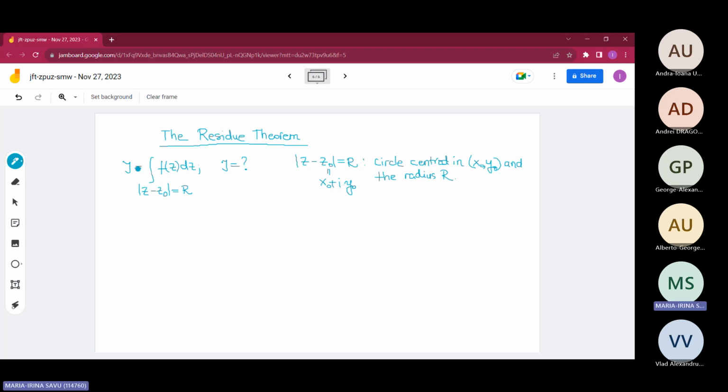How do we compute this integral? We use the residue theorem. So I will write the theorem, but I will write the steps that you have to follow in order to find this integral. The first step consists of finding the singular points of the function f. So we find the singular points of f.